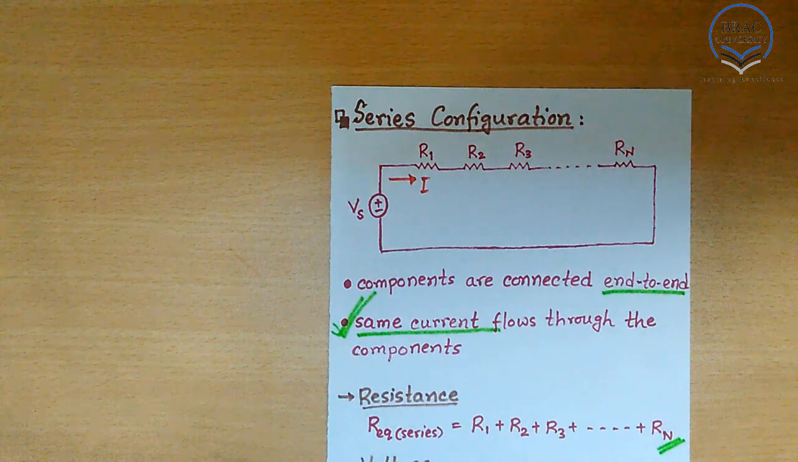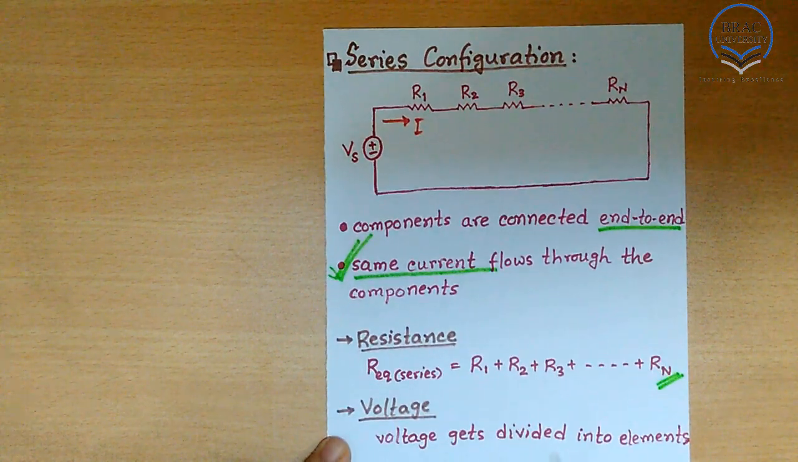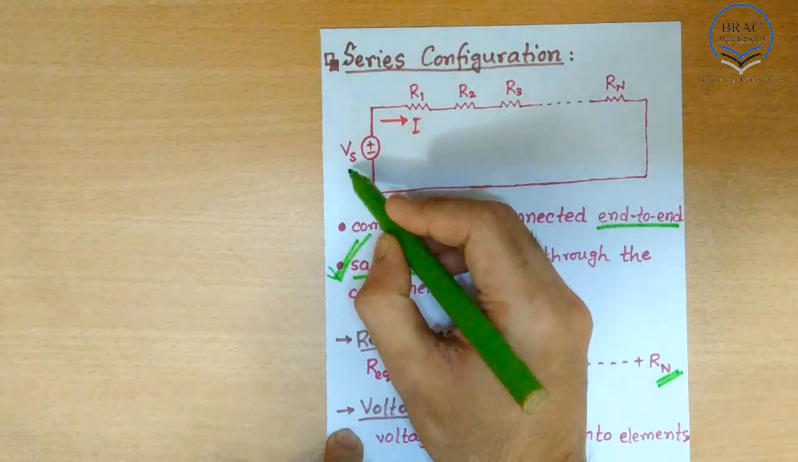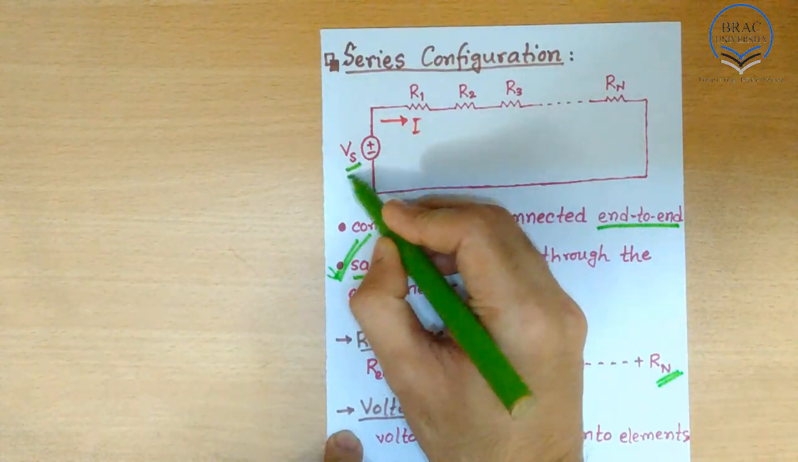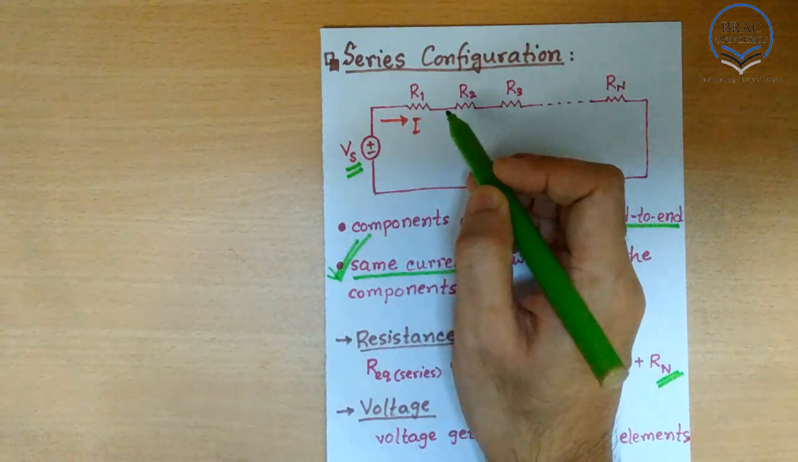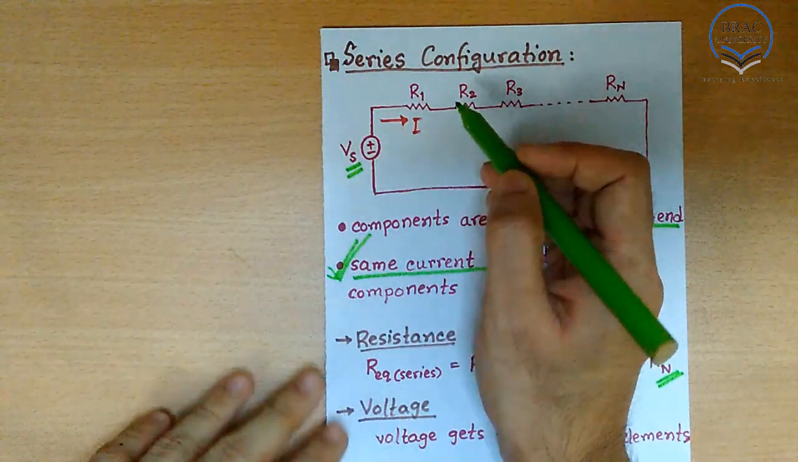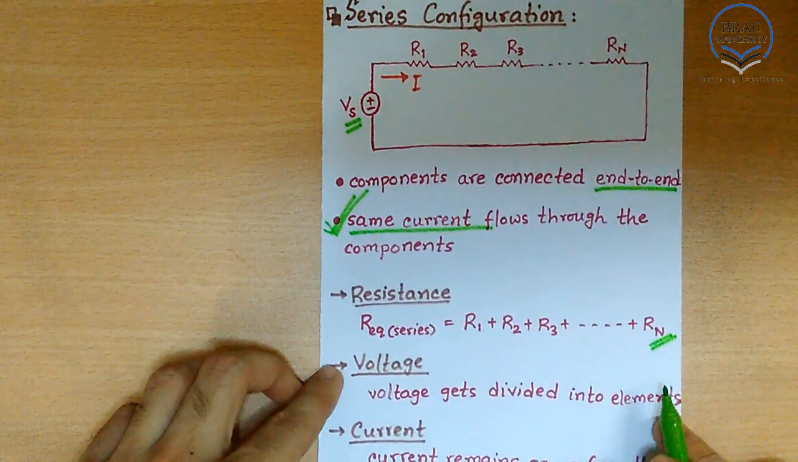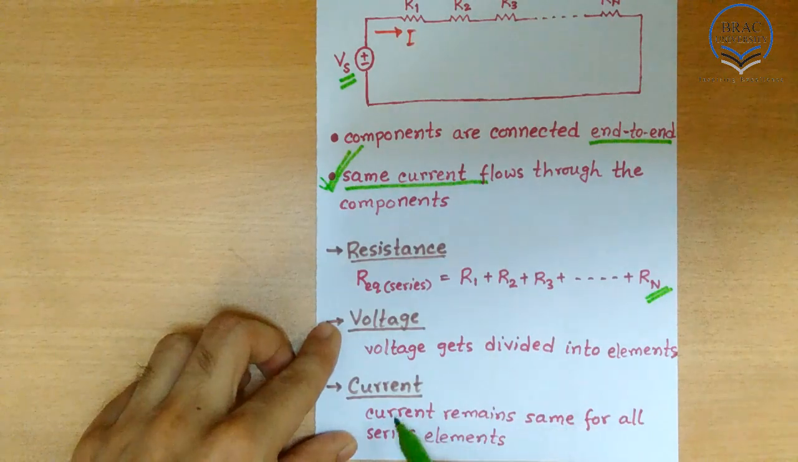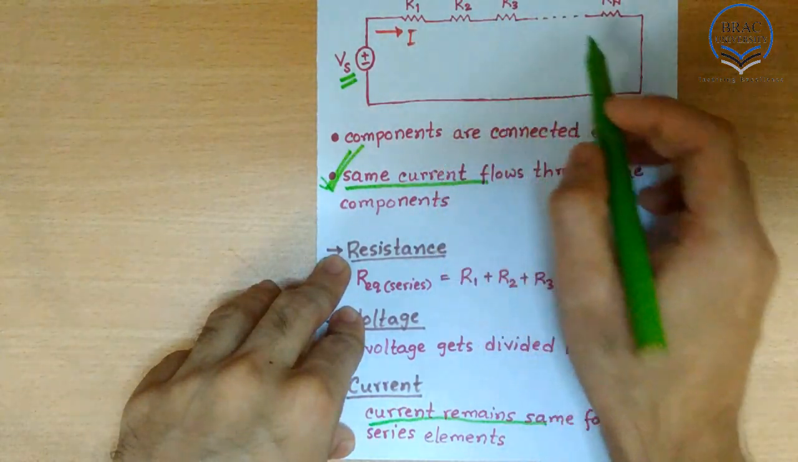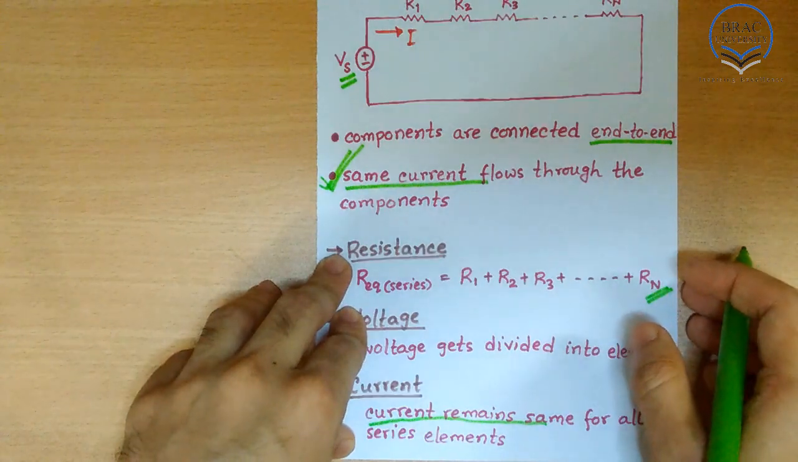And for the series circuit, the voltage gets divided among the elements. It means here you can see the total voltage is Vs. The voltage Vs gets divided across R1, R2 and all other elements. But in case of current, the current remains the same. That is the defining characteristic of the series circuit. So here the same current flows through all the elements in this circuit.